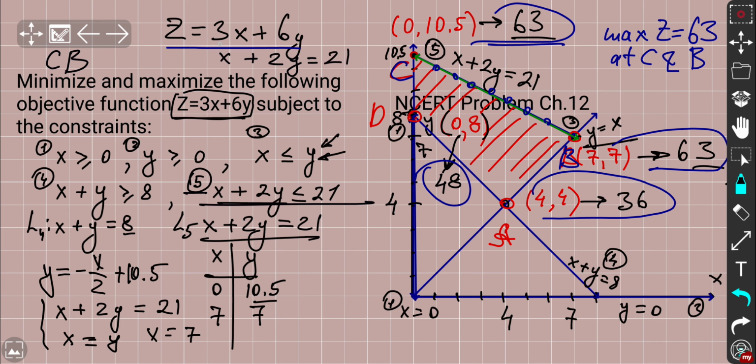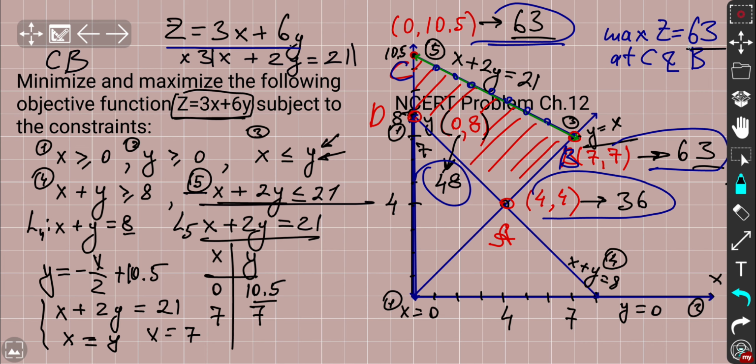And look guys, 3x plus 6y. If you multiply the equation for the segment by 3, you actually will get 3x plus 6y here. So what does it mean? It means that the two functions are linearly dependent on each other. So that means they represent the same lines. If you multiply by 3, you'll get 3x plus 6y. On the right side, if you multiply by 3, instead of 21, you'll get 63. And that's the maximum value for your function.